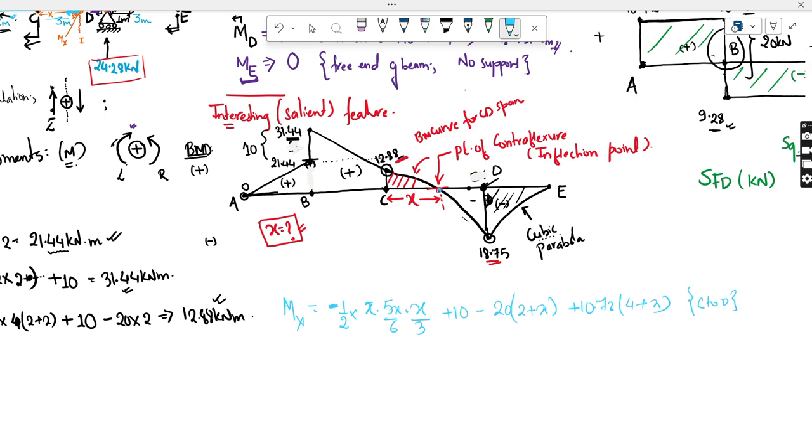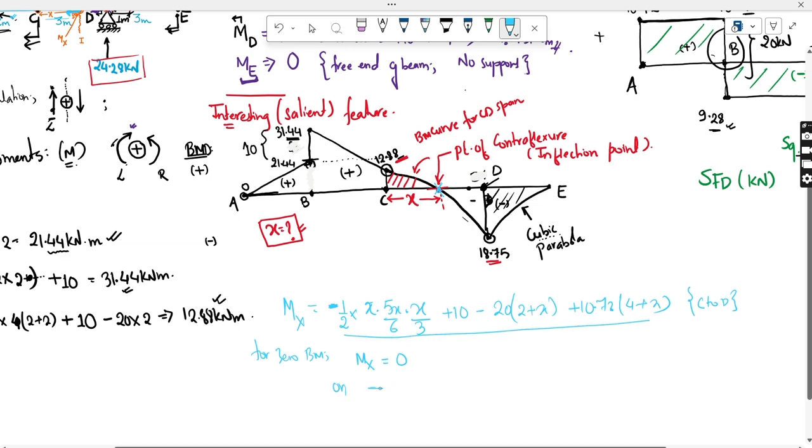Now I have to find the point of contraflexure. What was the point of contraflexure? The point at which the bending moment is 0. So you just put Mx equal to 0, that is, you put all of this right hand part equal to 0 and solve for x. You will find a certain value for x. Actually it is a cubic curve, so there will be 3 values. Let me first find out and then I'll tell you.